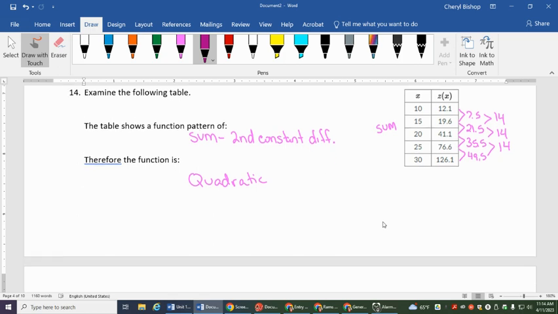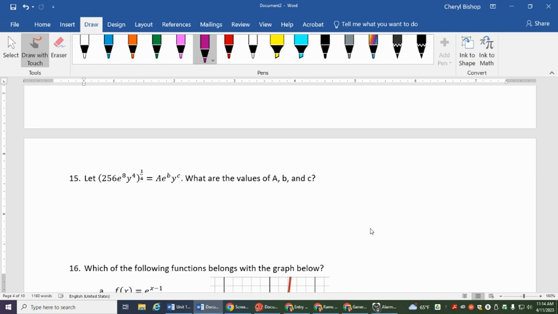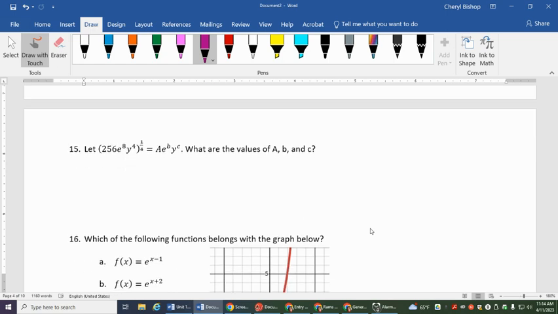Okay. Let's go look at 15. Let 256 e to the 8th, y to the 4th, to the 1/4 equal a, e to the b, y to the c. What are the values of capital A, B, and C? So this 1/4 has to be applied to each one of these. When you have a fraction exponent on a regular number, you're taking that root. Remember, this is the power, so the first power, and then this down here is the root. So when I use this number here, it's really going to be the 4th root of 256.